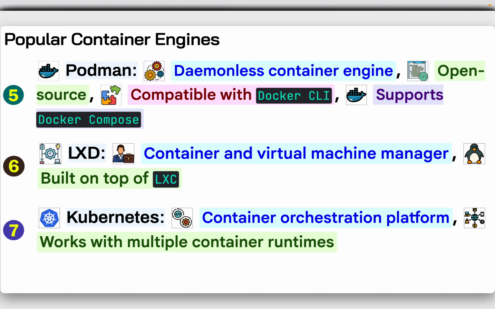And lastly, Kubernetes is a container orchestration platform that can work with multiple container runtimes. So Kubernetes is like a container orchestrator. It needs one of the container runtimes. It could be containerd, or it could be Docker or any other container technology that follows the OCI specification.